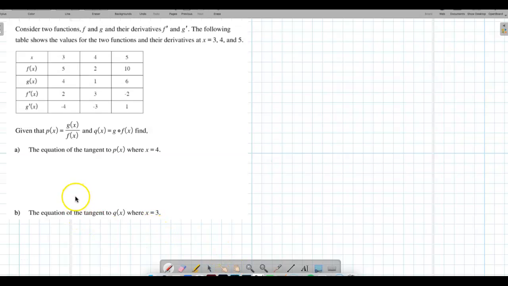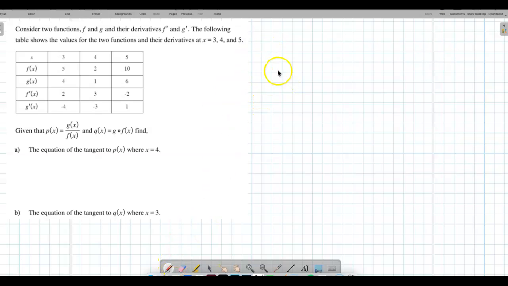This is the second video looking at functions and their derivatives using the chain, the product, and the quotient rule. And I'm going to use the chain rule and I'm going to do part B. I've done part A in a previous video. So I've got these values here. Again, if you want to pause the video and just read the question, you can do.